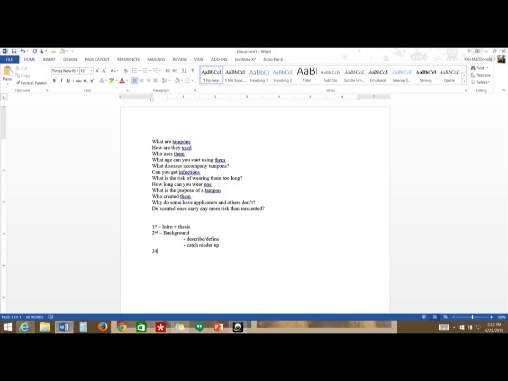So your third paragraph, this is where things get different. So no longer do we have ingredients to talk about or materials someone needs. Now we're on to the points. So let's say, for instance, we want to do what are tampons, who uses them, how are they used.